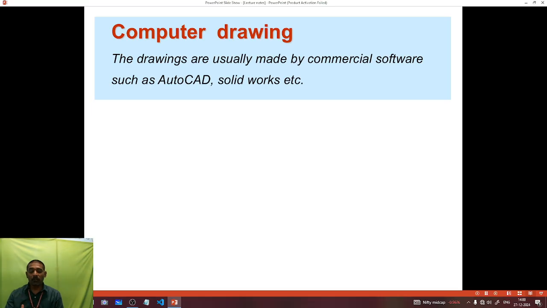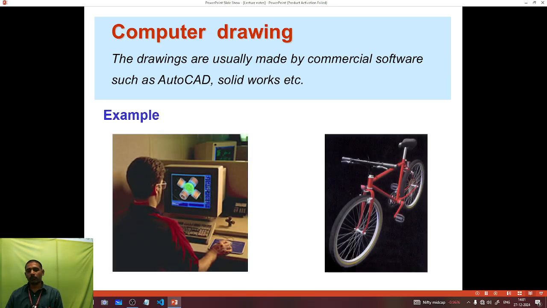Next is the advanced level of drawing, which means that with the help of computer-aided tools we develop the drawing, which means computer drawing. Some people develop drawings with the help of platforms. What is a platform? AutoCAD, SolidWorks, Pro-E, CATIA, and other software with respect to drawing. This is an example of a computer drawing. The left side image is developed with the help of AutoCAD software.